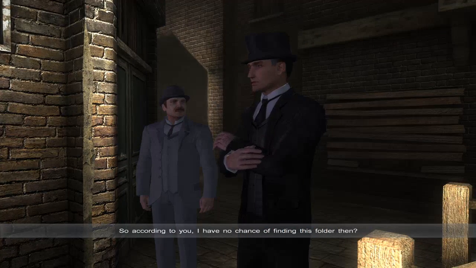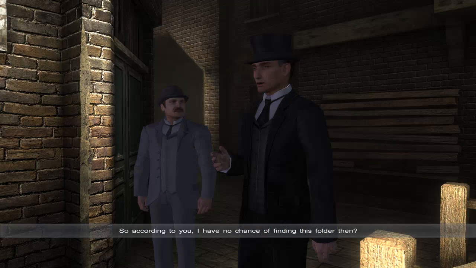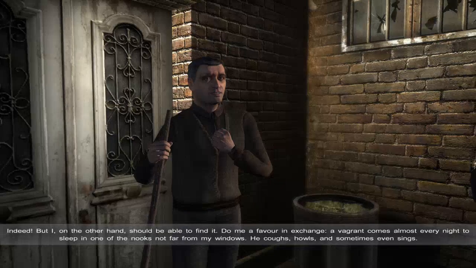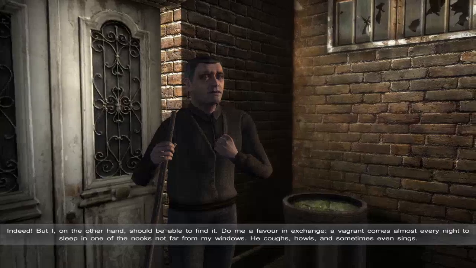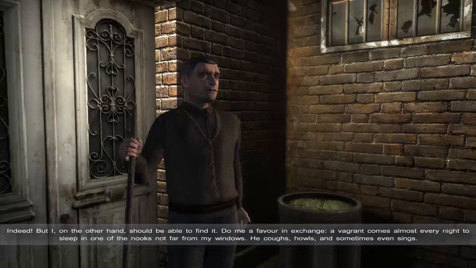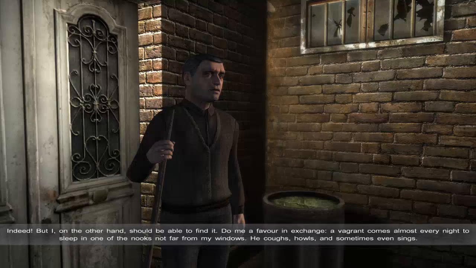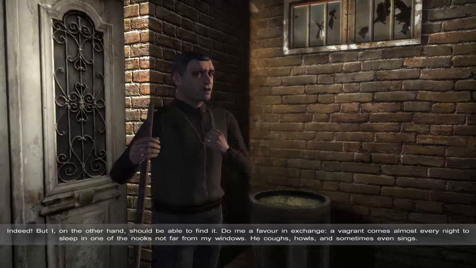So, according to you, I have no chance of finding this folder then? Indeed. I, on the other hand, should be able to find it. Do me a favour in exchange. A vagrant comes almost every night to sleep in one of the nooks not far from my windows. He coughs, howls, sometimes even sings.